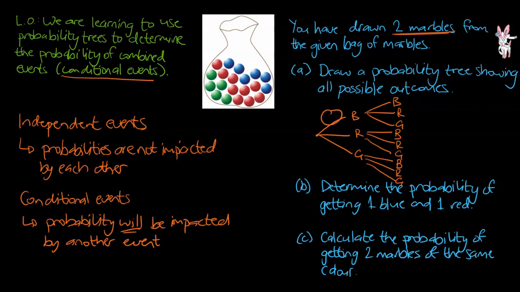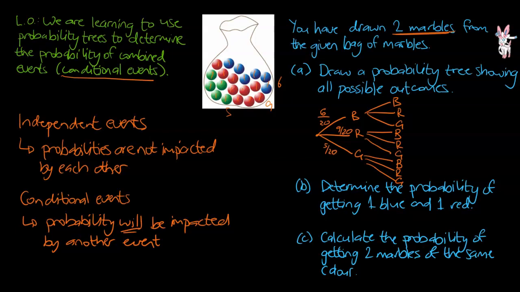Let's have a look at the probability of a blue marble. There's 6 blue marbles in total, so that would be 6 out of how many there are in total. We've got 1, 2, 3, 4, 5, 6 blue, 1, 2, 3, 4, 5, 6, 7, 8, 9 red, 1, 2, 3, 4, 5 green. So that makes 20 marbles in total. So there is going to be 6 out of 20. Red will be 9 out of 20, and green would be 5 out of 20.